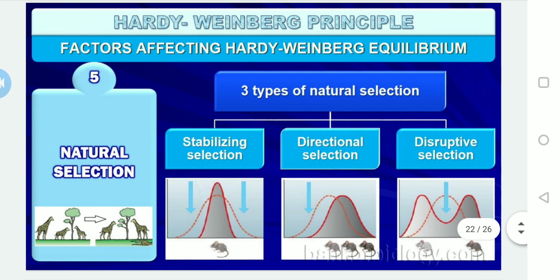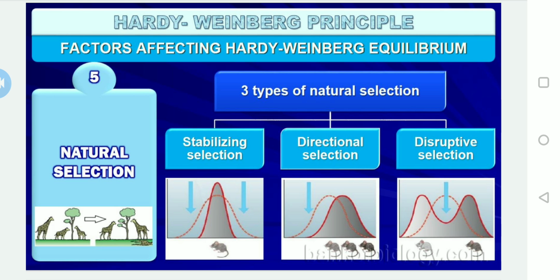And the next one is natural selection. While we are discussing natural selection, first of all, you should know the meaning. So what is natural selection? It is a process of selection of better adapted individuals with useful variations by the nature, or individuals less adapted to the environment are eliminated and selecting those better adapted by the nature.